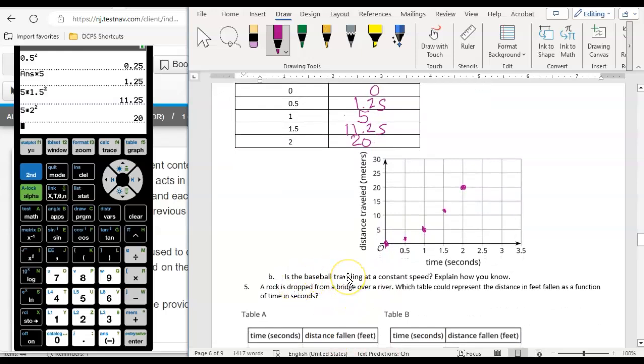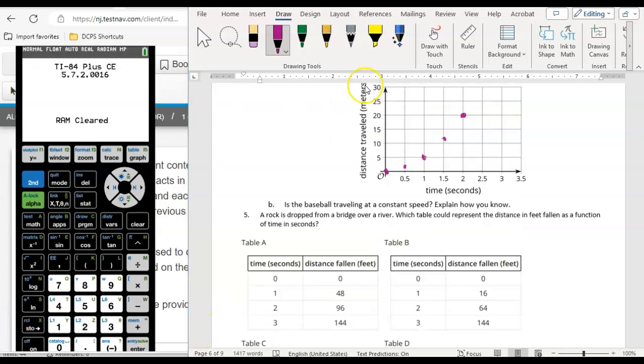It says, is the baseball traveling at a constant speed? Explain how you know. So here we want to know, is this speed, that distance per time, the same everywhere? And so the answer is no, because notice that the distance it has fallen is greater during this time period. So we're going to say no because it is not increasing at a constant rate, right? So the distance traveled is not increasing at a constant rate.